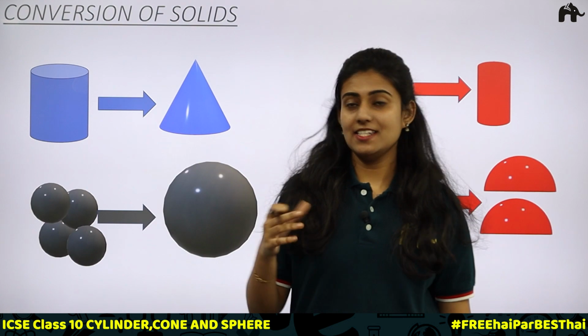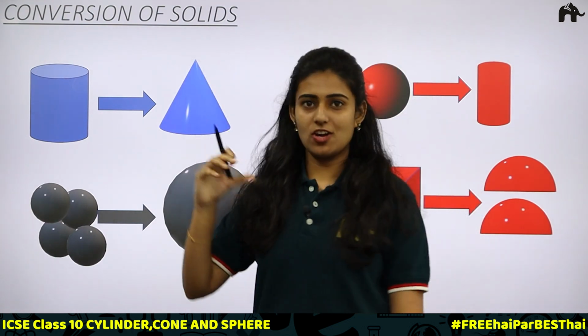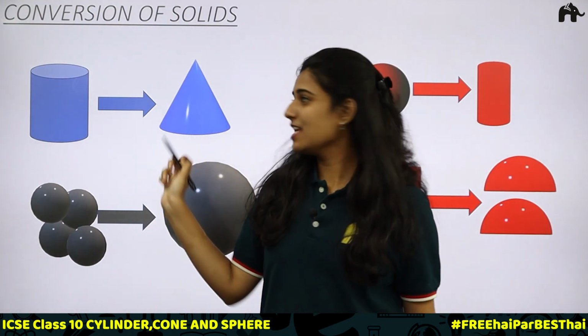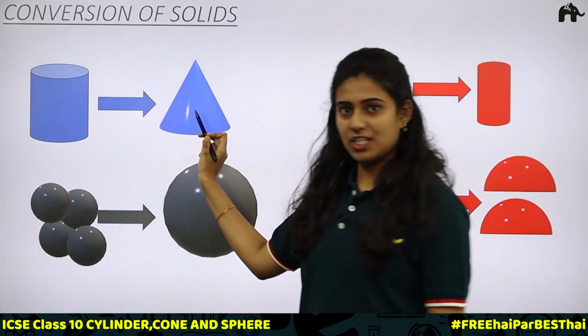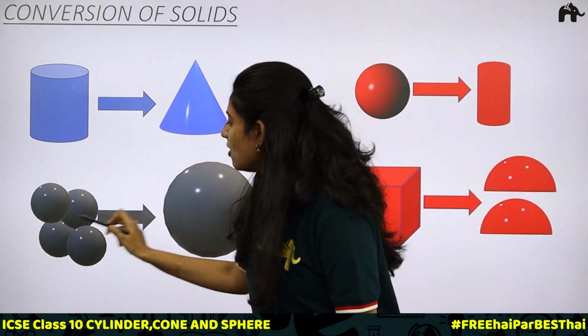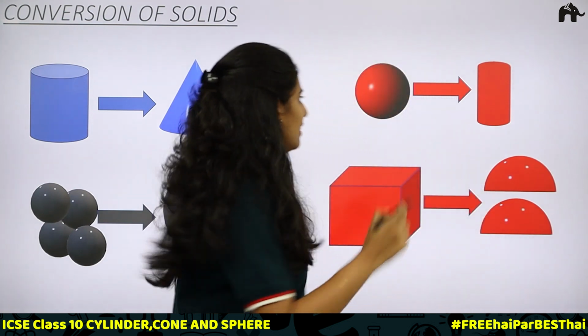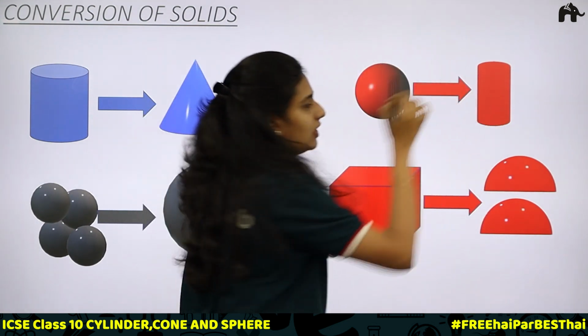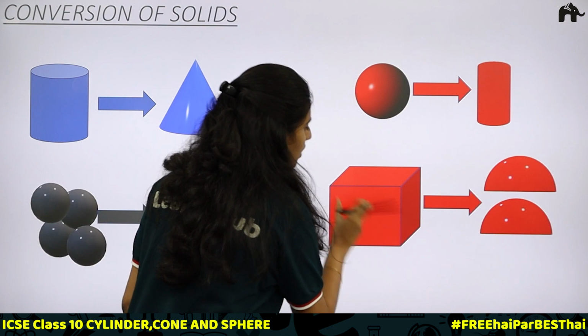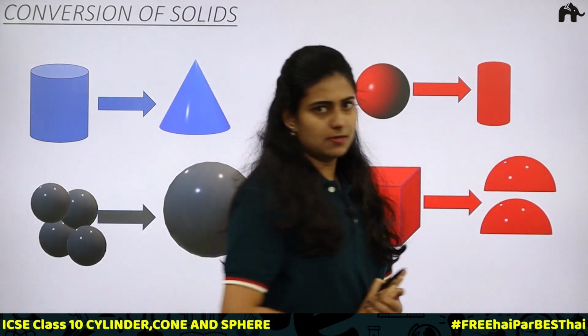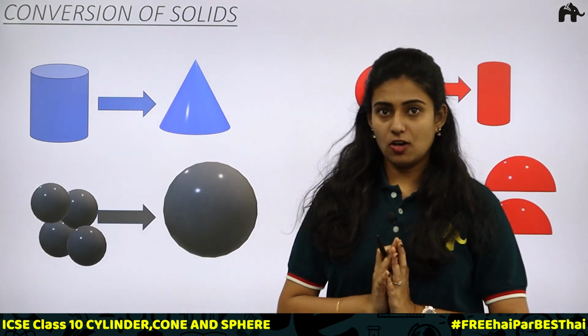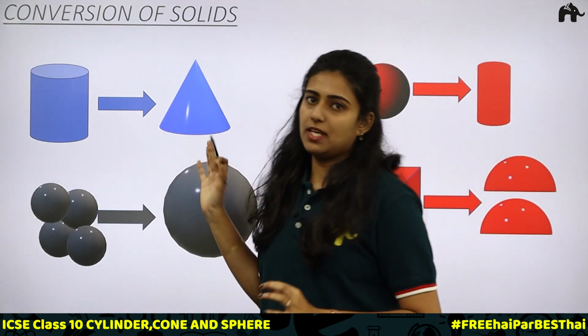Let us first understand what conversion of solids means. Here you can see some figures. Here a cylinder is converted into a cone. 4 small spheres are converted into a big sphere. Then a sphere is converted into a cylinder. Here we have a cube. This cube is converted into 2 hemispheres. What happens in all these cases is that the volume remains constant.